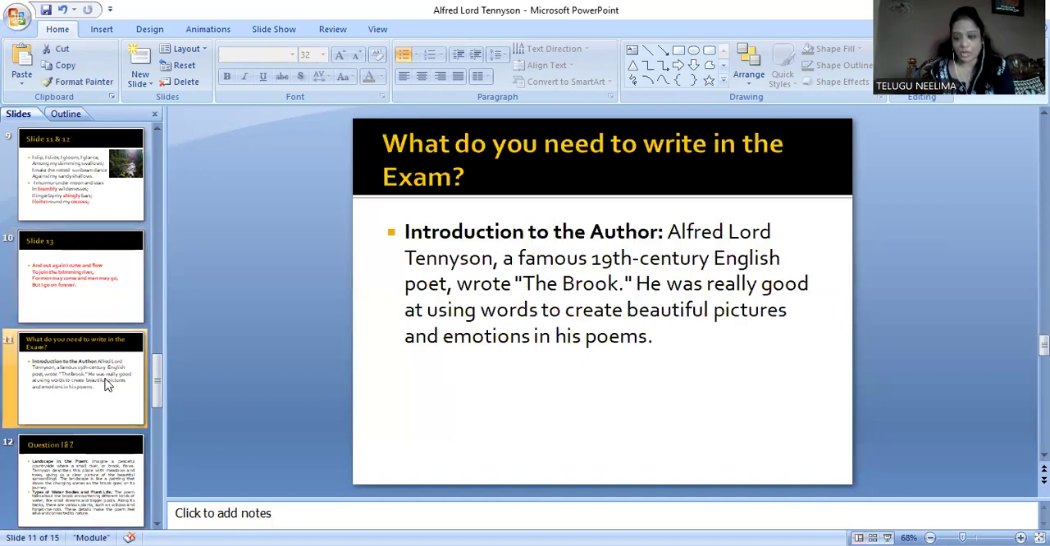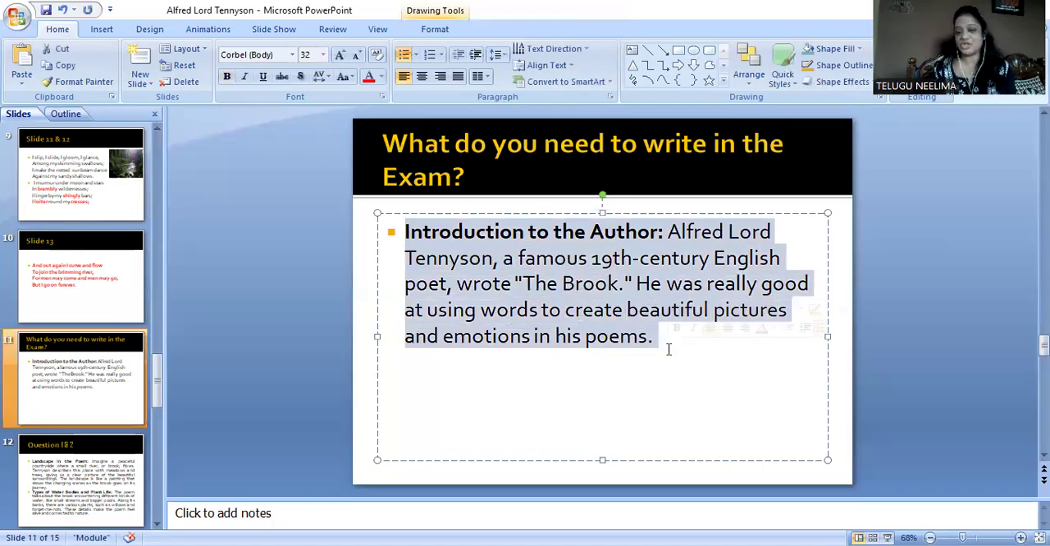Now the main important concept is, what do you need to write in the exam? Say, for example, I see your textbook and I have 4 questions plus 2 essay questions. The best part of writing the answer to The Brook is to answer to the point. I repeat, please answer to the point. But whatever question is asked, make sure that you write the introduction to the author.